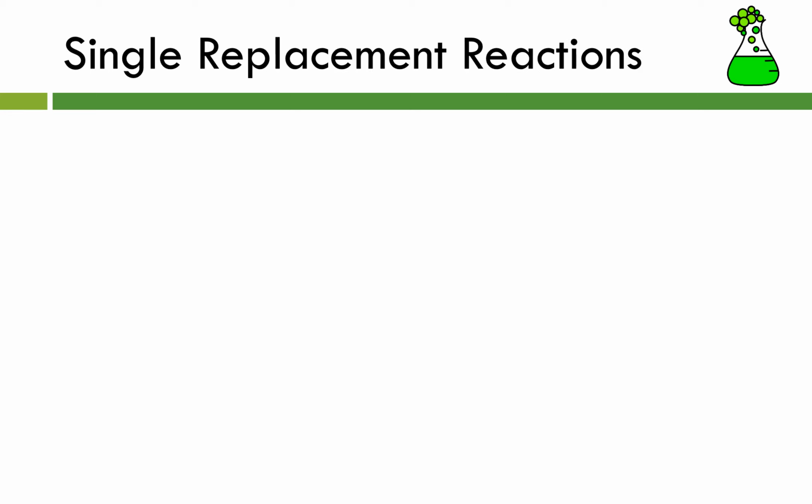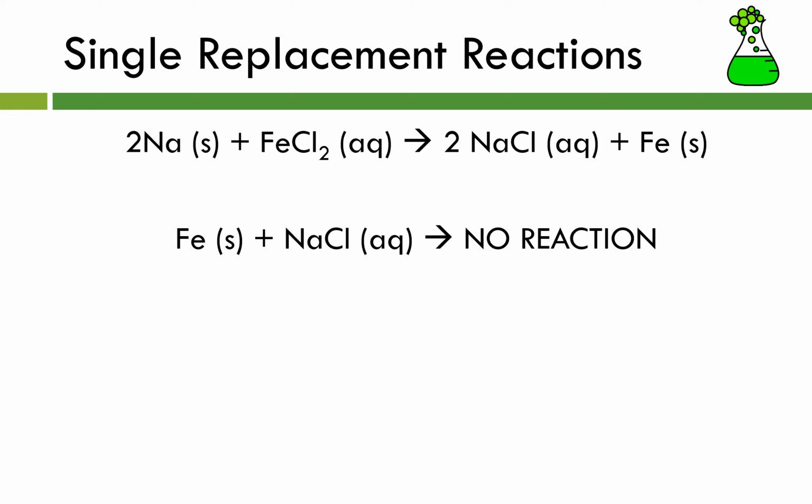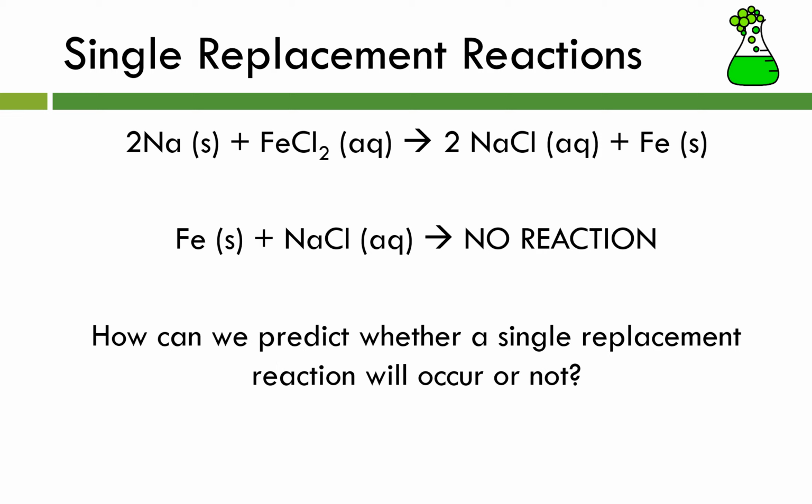A little bit more on single replacement reactions. In this reaction, sodium reacts with iron(II) chloride to produce sodium chloride and iron. If I try to do the opposite of that, essentially flip the reaction around and take iron and react it with sodium chloride, I don't have any reaction occurring. I can obviously write out the products, but if I were to do this in the lab, I would not get a reaction from the second equation.